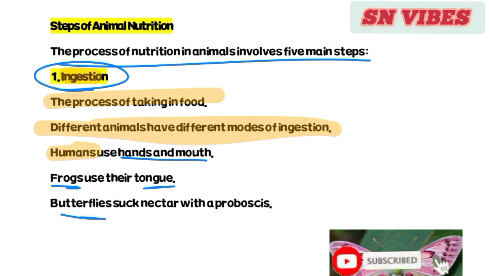And the next example is the butterfly. The butterfly sucks the nectar from the flowers with the help of its proboscis. Proboscis is nothing but a trunk-like structure which is present in front of the mouth of the butterfly. That is called the proboscis in butterflies.